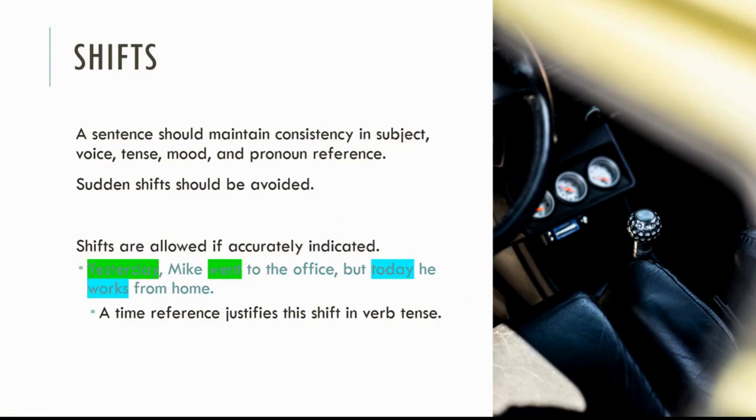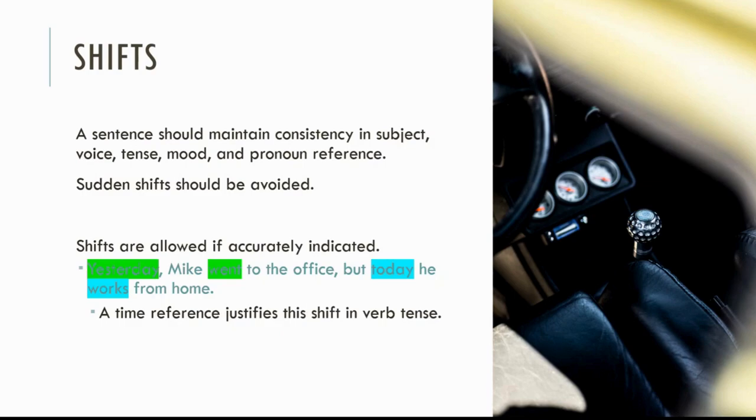So we can talk about shifts. Each sentence has its own main subject, a voice, like active or passive, tense, the verb tense, the time it's happening in, mood, is it now, or is it telling someone what to do, and the pronoun reference. So you want to avoid shifts in each of these, just like what we saw with parallelism and coordination. We want them to match.